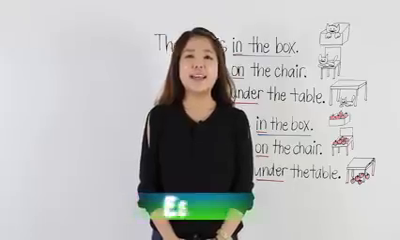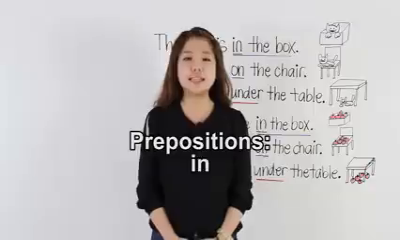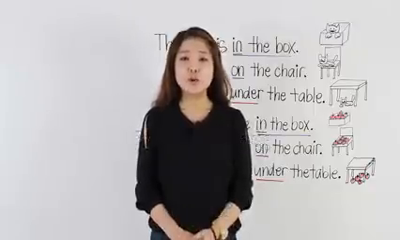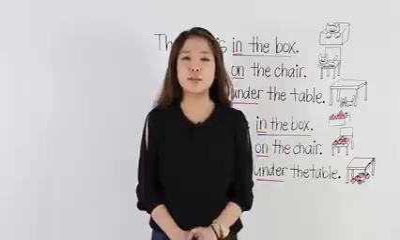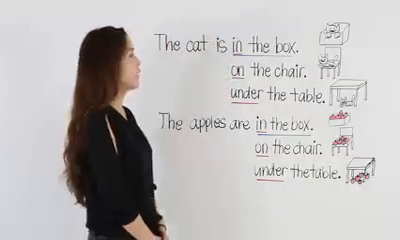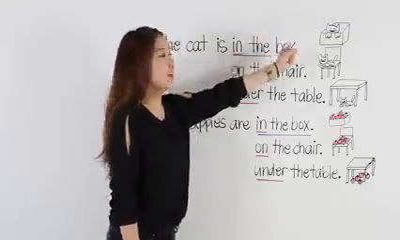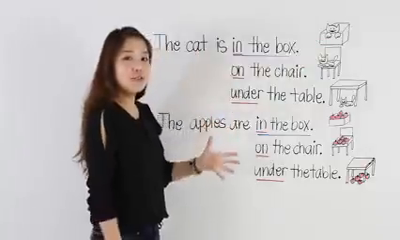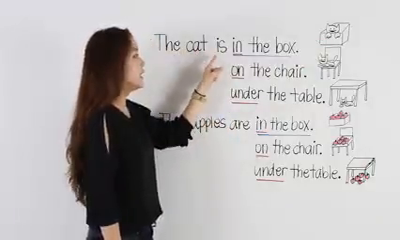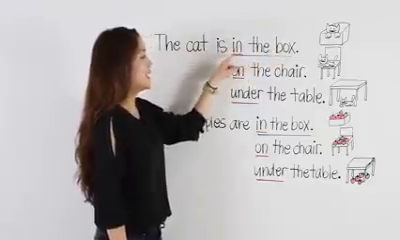Hi everybody! In this video, we're going to talk about the prepositions in, on, and under. Now, we use prepositions to show where something is. So let's take a look at the board. Okay, now in this picture we have a cat, and we're talking about this specific cat, so we have to say the cat is in the box. The preposition is in.